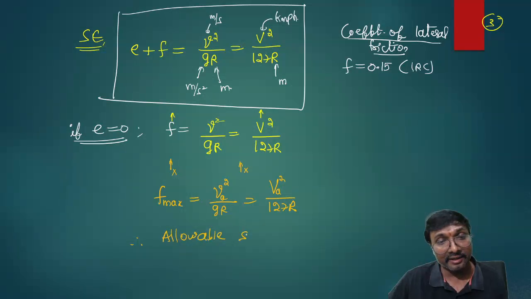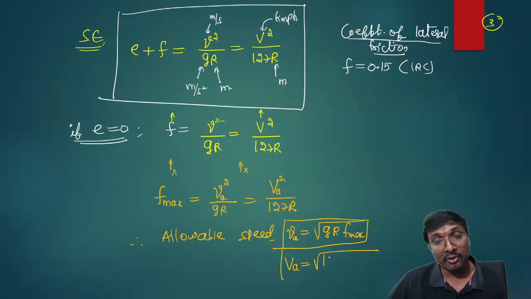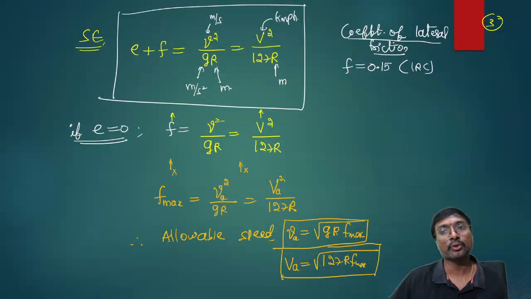If you observe, we will be getting this allowable speed, small va equal to under root g into r into f maximum, or capital VA in terms of kilometers per hour. Small va means in terms of meter per second, capital VA means in terms of kmph, right? How can you get that? That is 127 into r into f maximum.